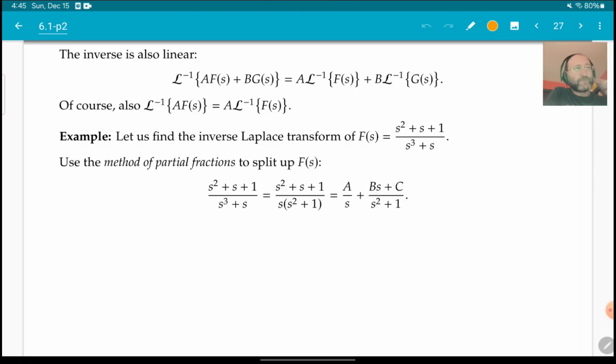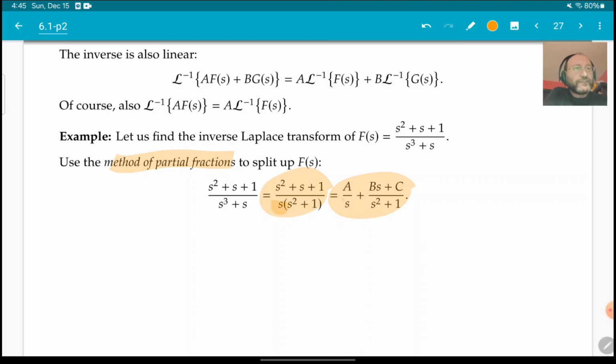So s squared plus 1 can't factor anymore, at least not with real numbers. So we're going to leave it like that. But with partial fractions, we can take this, which is a proper rational function, and we know that we can write it like this for some a, b, and c, right?